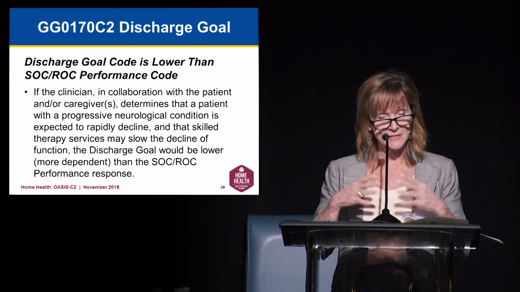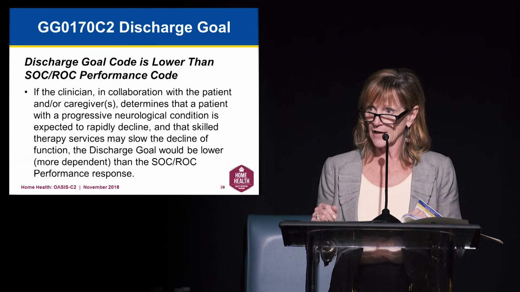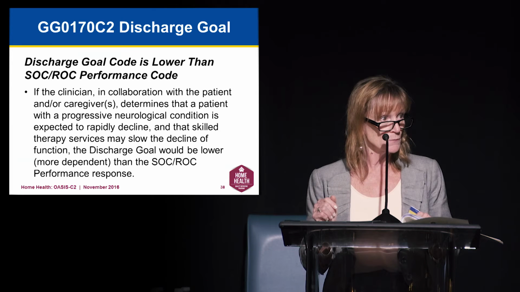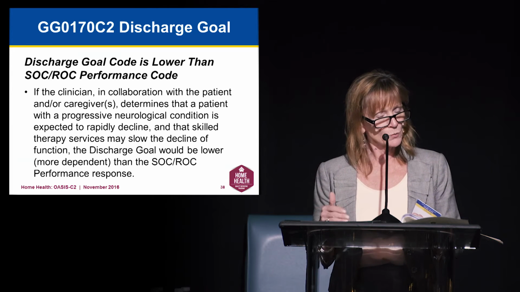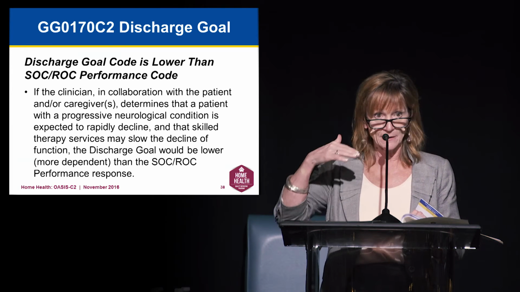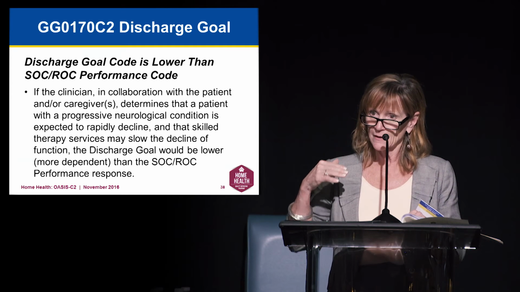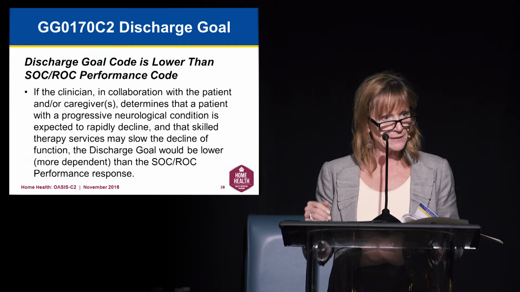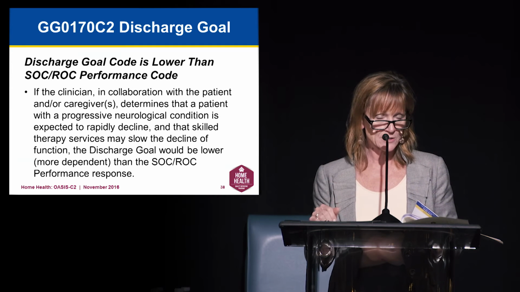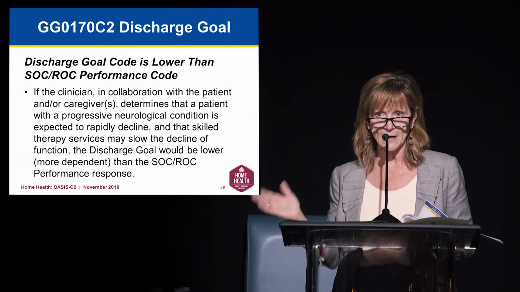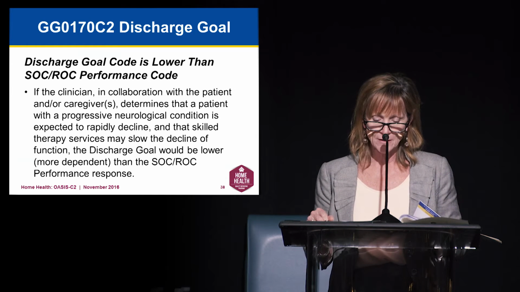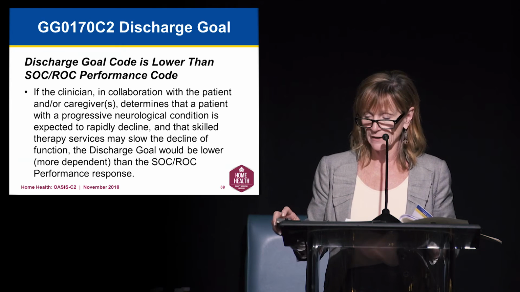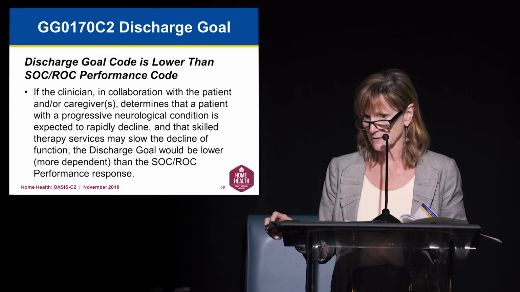But when you're considering all of the factors and trying to score GG0170C2 as a discharge goal, you would not say that the patient's going to be improved or stay the same. Because of that neurological condition, you would determine that the patient is going to be at a lower scoring, again, moving from lying to sitting on the side of the bed. So in that instance, it would be a lower score than the start of care or resumption of care performance.